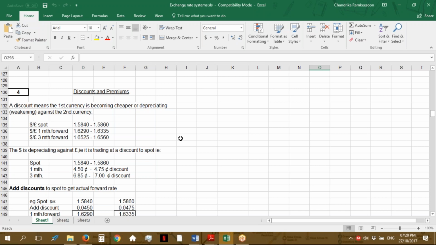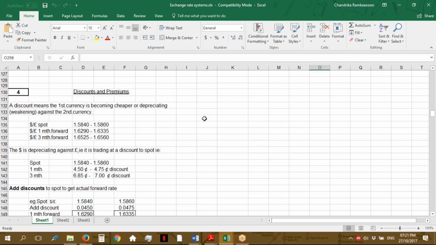So for example, if we've got this here, this is a spot rate, dollar against pound. Now remember, the way in which you read this is 1.584 dollars for a pound and 1.586 dollars for a pound. And remember again, in the UK, the bank always sells low and buys high. So this would be for the bank the selling rate, and this is the buying rate. And so you've been given the spot rate.